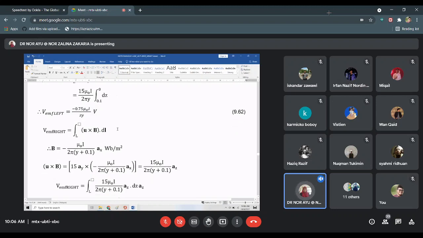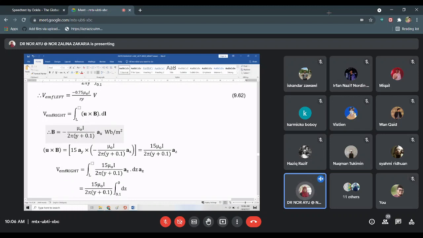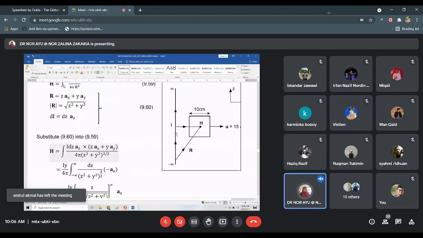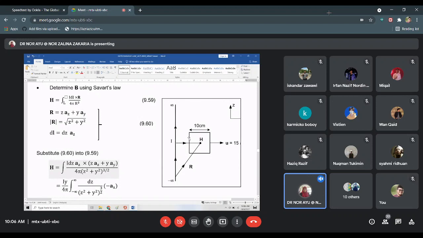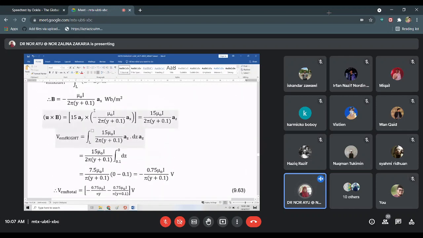Alright, so now we go to the right side. So you know that the equation for B earlier was just mu naught I over 2 pi Y. But because this is for the right line, you need to add Y plus 0.1. So if we look back, okay, earlier we took the line over here. Okay, now we take the line over here. So for this line, you have to add 10 cm. So 0.1 meter. So that's why, okay, we have here your B will be Y plus 0.1.